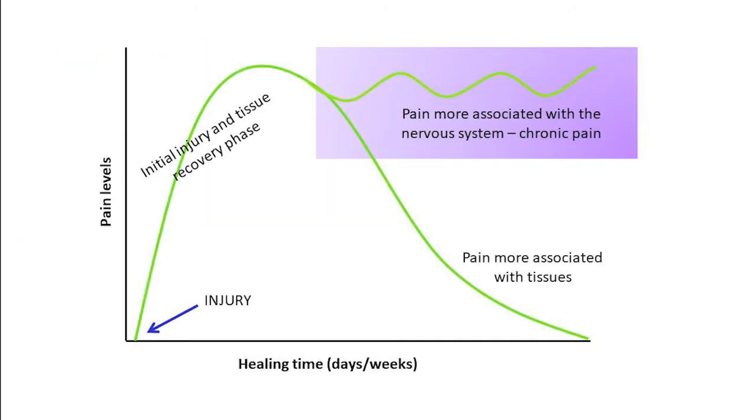This graph shows the relationship of normal healing compared to pain experienced in chronic pain. As you can see, once an injury has occurred, pain naturally increases. This will settle down as the injury recovers over the next few days or weeks in the majority of people. However, some people find that they experience persistent pain, shown by the highlighted purple area on the graph. This is where there is no tissue damage, but the pain does not reduce.